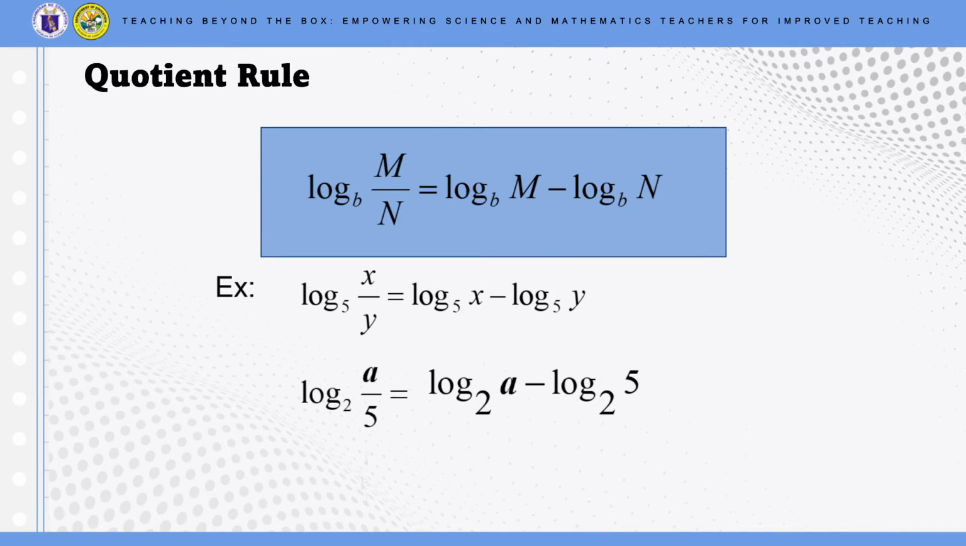Let us try this. What is the logarithm of a raised to 3 times b raised to 4 base 7? This is equal to 3 times the logarithm of a base 7 plus 4 times the logarithm of b base 7. Here are some important concepts to remember. The square of the logarithm of m base b is equal to the logarithm of m base b times the logarithm of m base b.